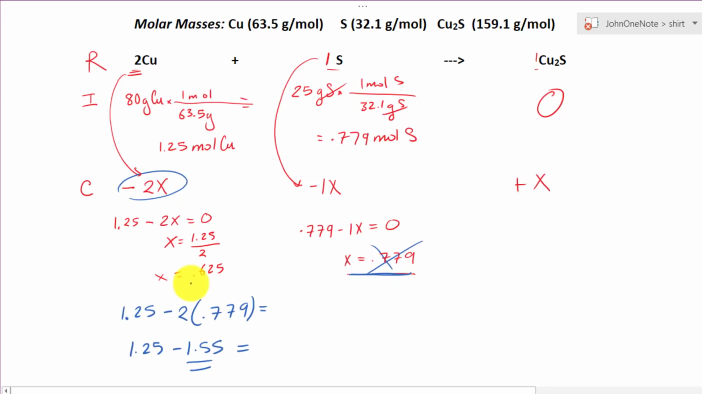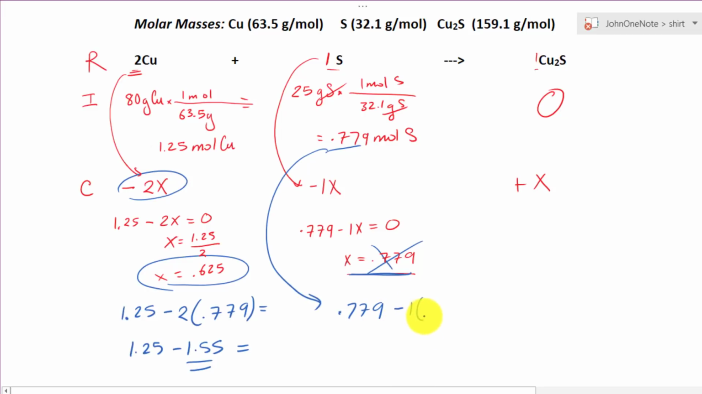But let me prove it the other way around, where let's assume that this is the limiting reagent. So here, I have my initial value, which is 0.779. Okay, that is coming from here, assuming the changes, minus 1x.